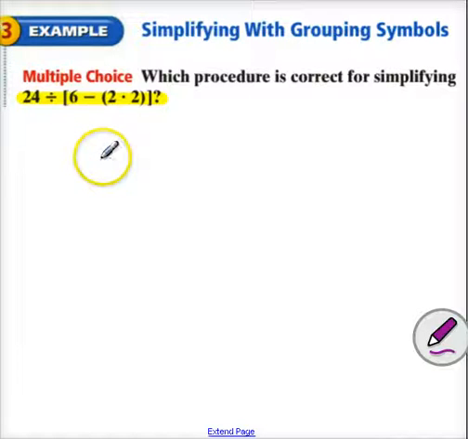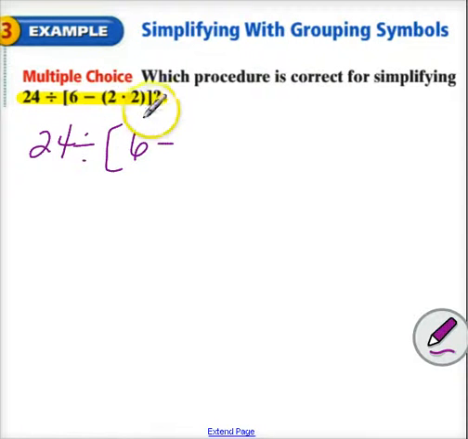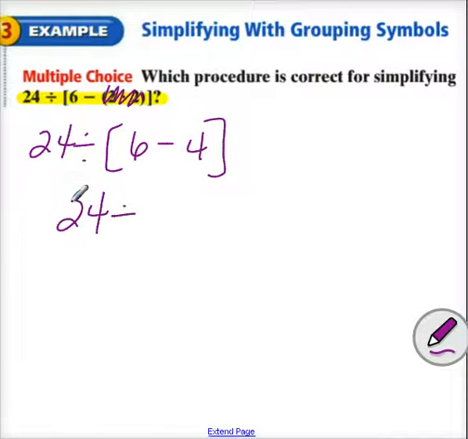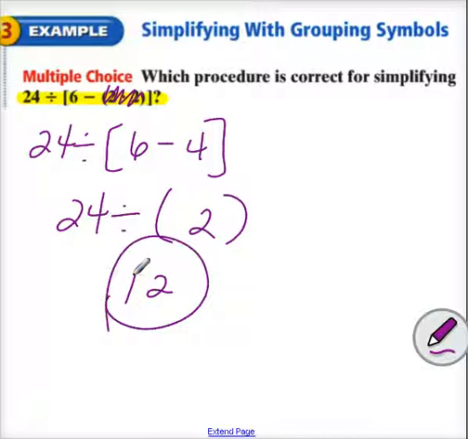Here's an example where there are 2 grouping symbols. Notice the brackets on the outside and an inner parenthesis. You want to start the furthest in and work your way out. So I'm going to write this whole problem over. 24 divided by 6 minus 2 times 2 is 4. So I just took care of that parenthesis. Now I can do 6 minus 4. 24 divided by whatever I get. 6 minus 4 is 2. 24 divided by 2 is 12. Work from the inside out.